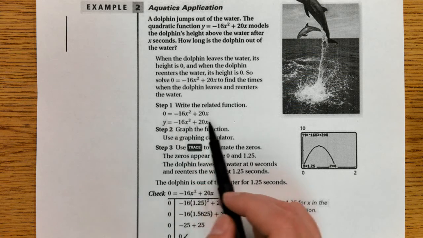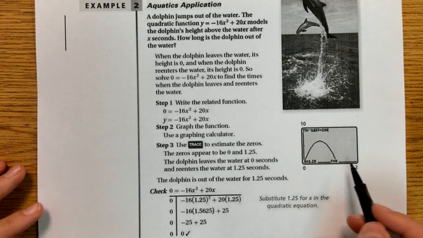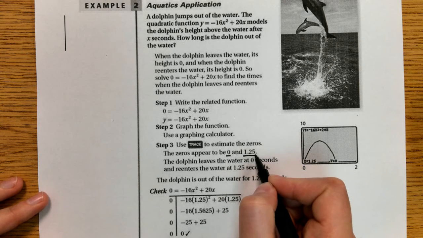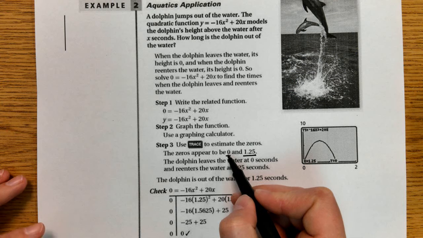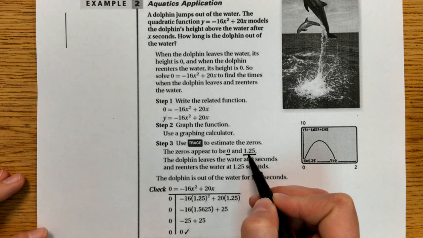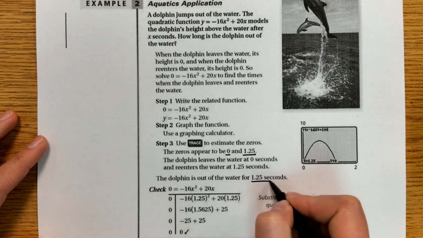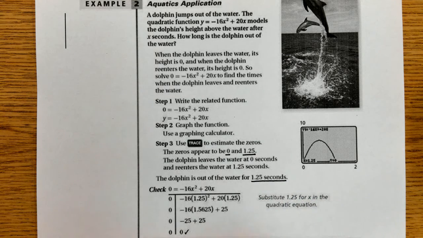So here we're going to go ahead and graph it. The zeros after you graph it are going to be 0 and 1.25. So 0 is where it's starting, where it's leaving, and then 1.25 is when it's re-entering the water after jumping. So the dolphin is out of the water for 1.25 seconds. Okay. And you can use a graphing calculator for this. You can use Desmos.com, or you can graph it by hand.